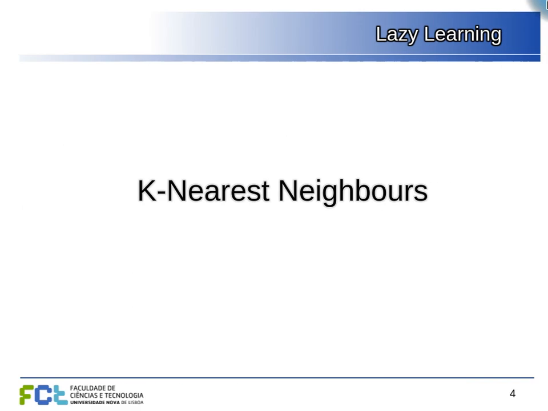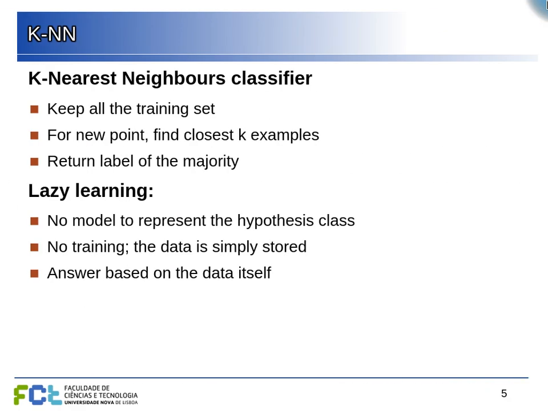So let's see an example in k nearest neighbor. For this classifier, we need a training set with the features and the class label, and we just store that training set. Then, every time we have a new point that we want to classify, we look at the k closest examples in our training data that are nearest to the point we want to classify. And we simply give the label of the majority of those closest examples.